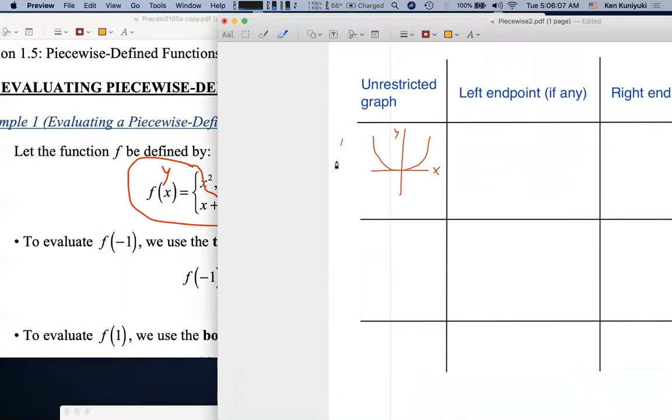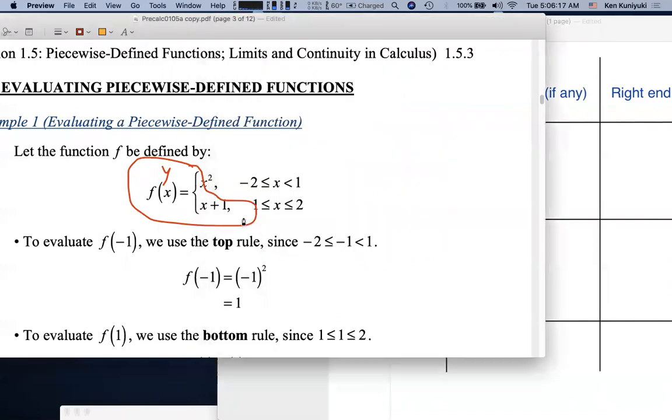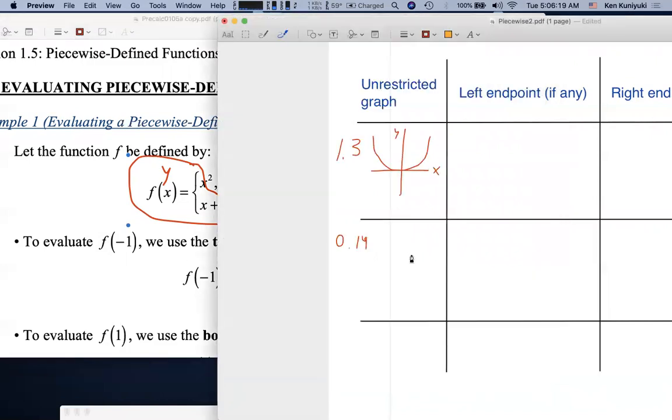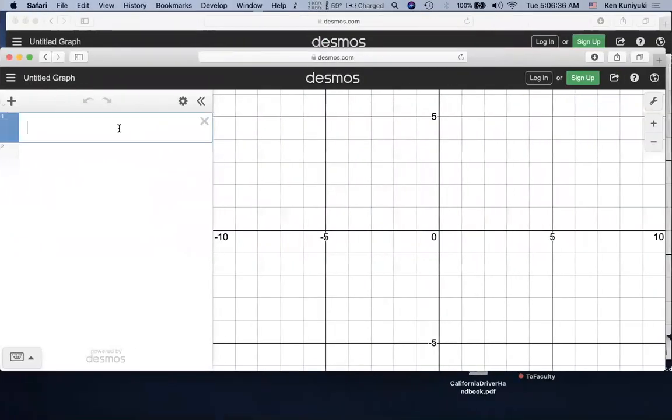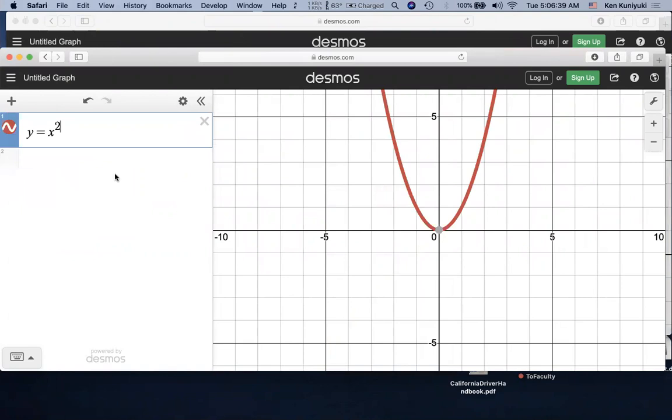This is from 1.3, the gallery of graphs. And here, this is from 0.14 on lines. Y equals x plus 1. Y equals mx plus b. That's going to be a slanted line of slope 1, whose y-intercept is at 0, 1. Again, just quick sketches. Now on Desmos, we could graph y equals x squared and y equals x plus 1.